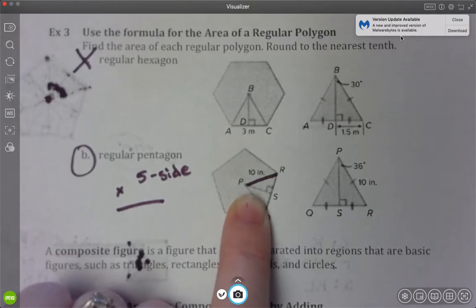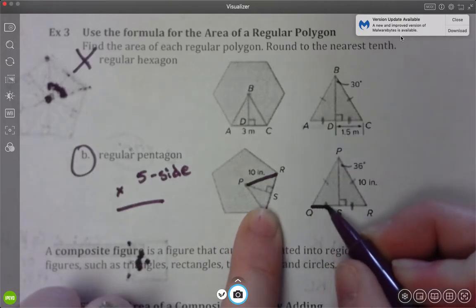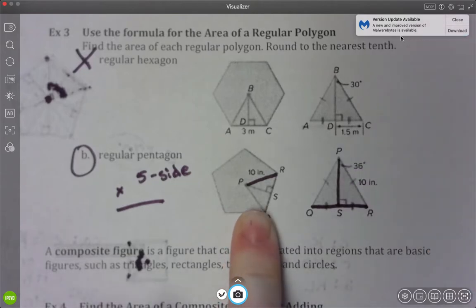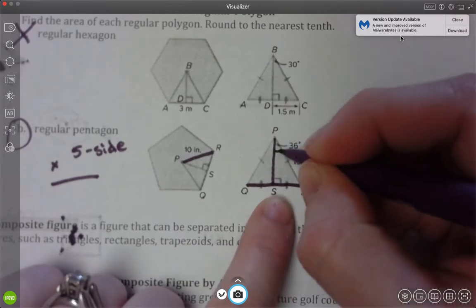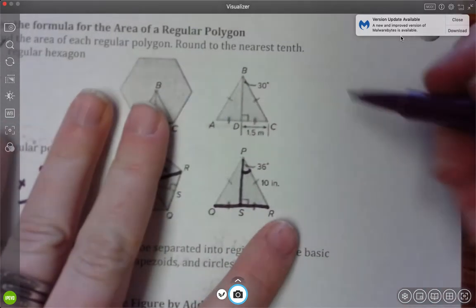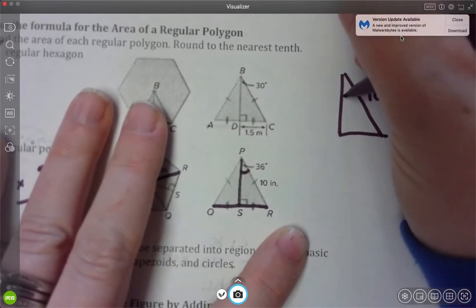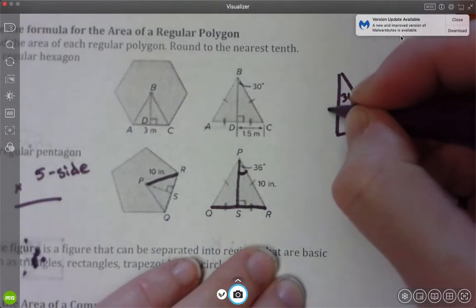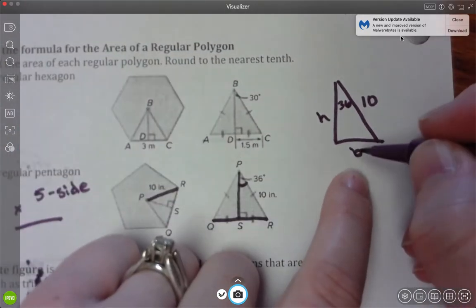Okay, so that slanted height is 10. We need to know the base, which is this bottom side here, and I need to know the height, which is right there. And I know neither of those things. So what I need to do is use the fact that this is a 36-degree angle. Let's do some work here. This side is 10, this angle is 36. We'll call this base, and we'll call this height. If I'm trying to find this base right here, I can use SOHCAHTOA.